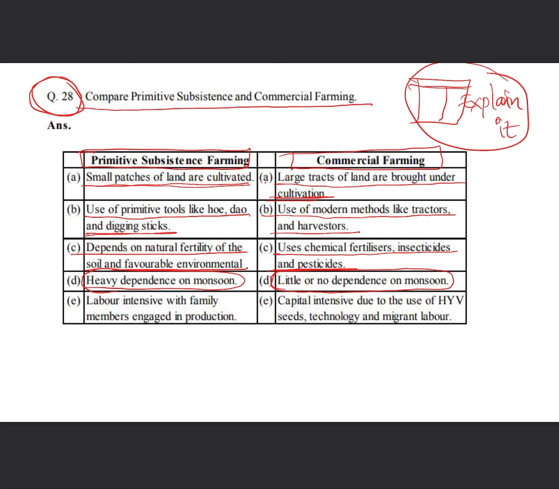Last point, primitive subsistence farming is labor intensive with family members engaged in the production, whereas commercial farming is capital intensive due to the use of HYV seeds, technology, and migrant labor. HYV means high yield variety.